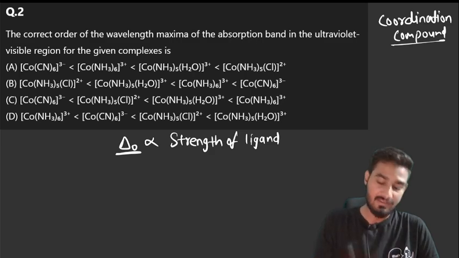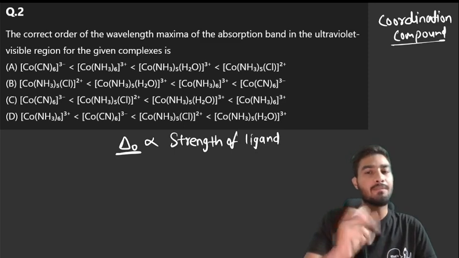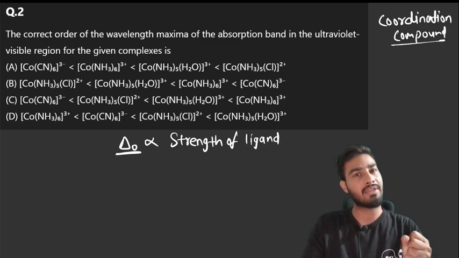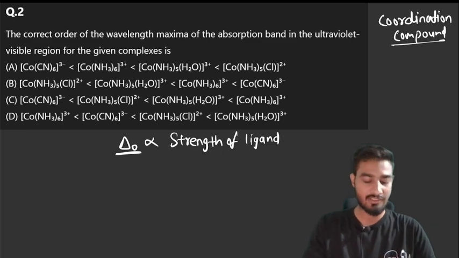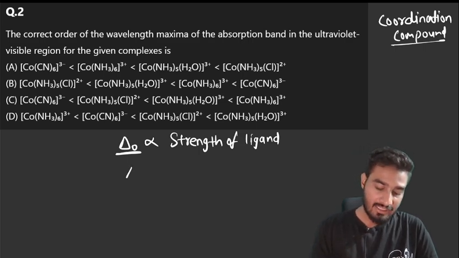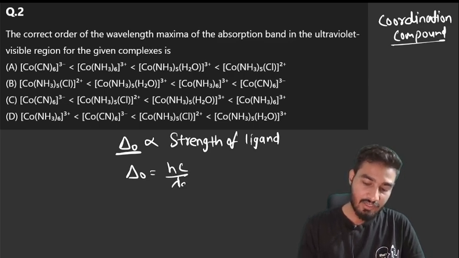If delta O is the splitting energy, that means the energy is absorbed in terms of a photon only. Yes or no? So what is photon energy? hc by lambda. So delta O we can write as hc by lambda, where lambda is the absorbed wavelength. So this is what we can say, and delta O is directly proportional to the strength of the ligand.